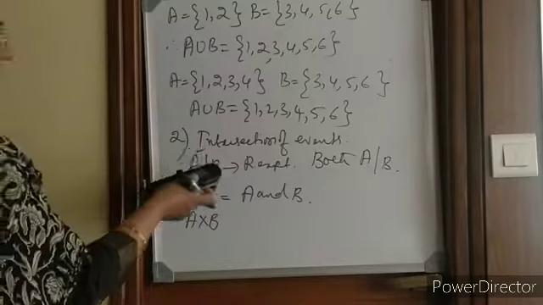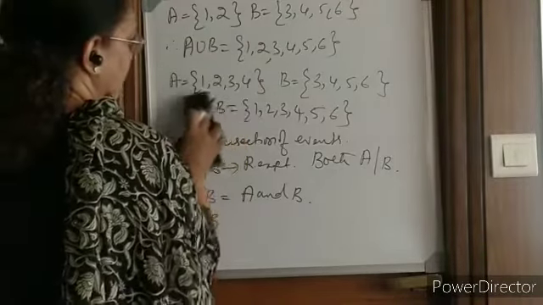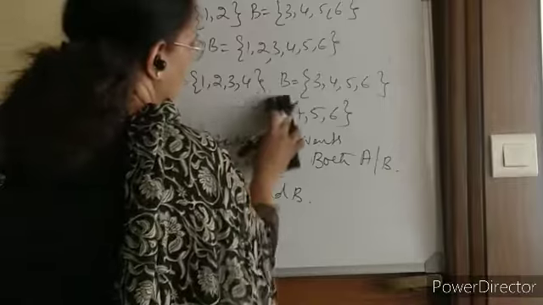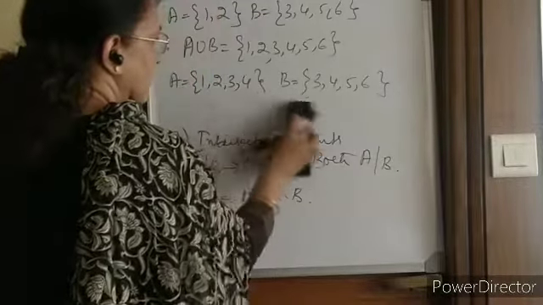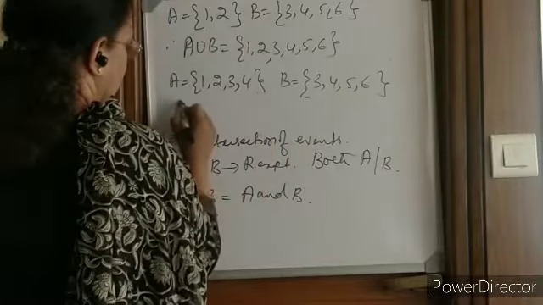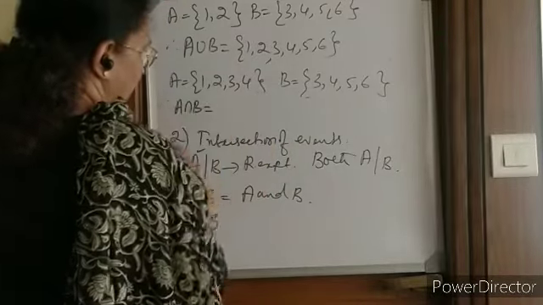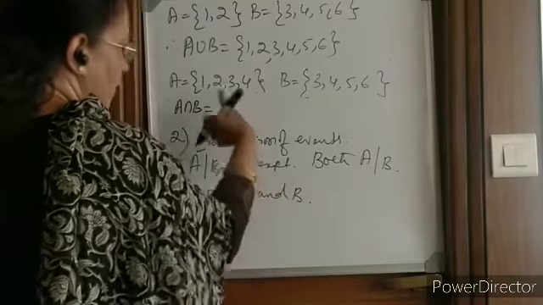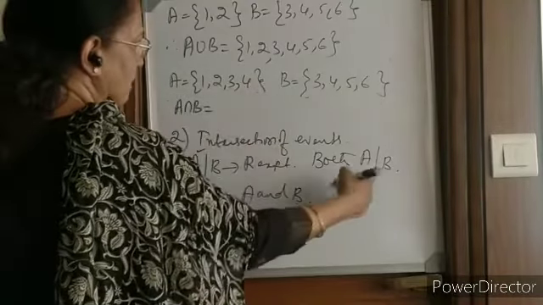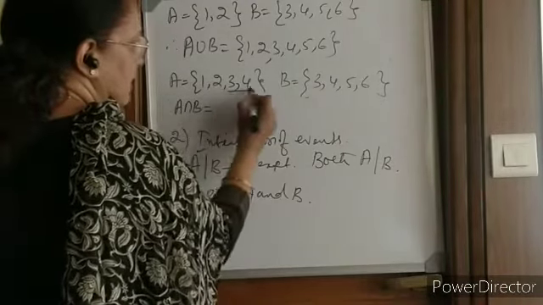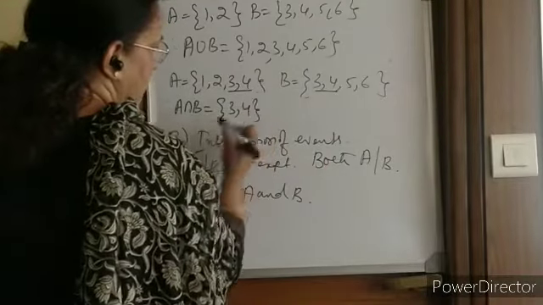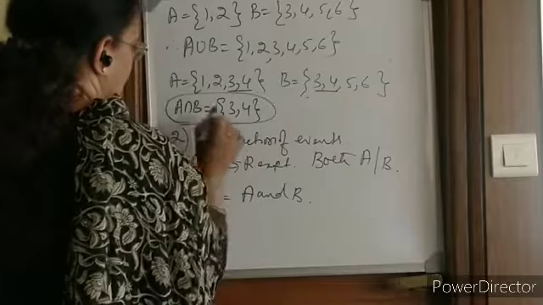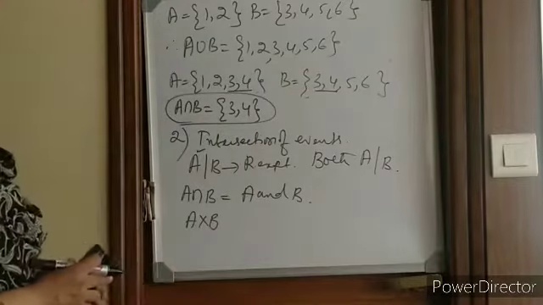Now to give you the example, I'll take the same example. Let A be 1, 2, 3, 4 and B be equal to 3, 4, 5, 6. Now you see, A intersection B will be those elements which are present in A as well as in B. So A intersection B will become 3 and 4. This is how you have to work it out.